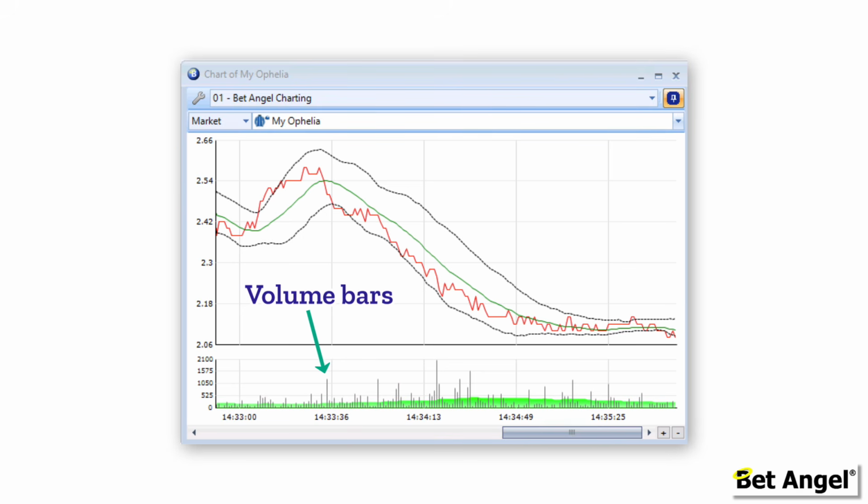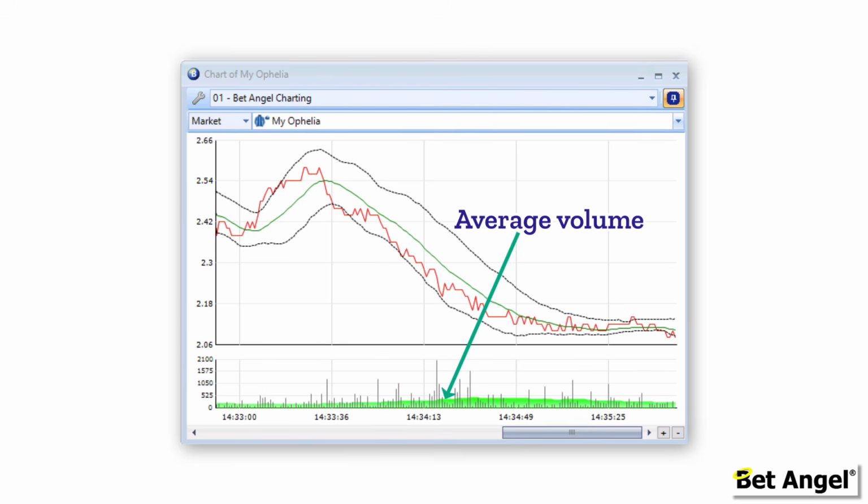This tells you how much money is being traded at that particular price. But you can also see what we've added on here as well is the average volume, because that will give you an indication to the overall activity that you're seeing in the market. But this is the chart we're going to use to explain a few basic things for you.